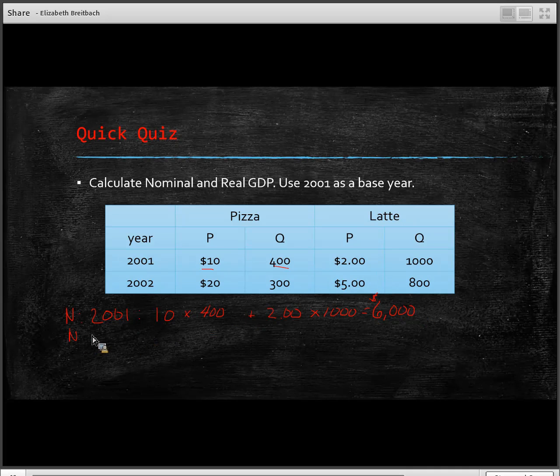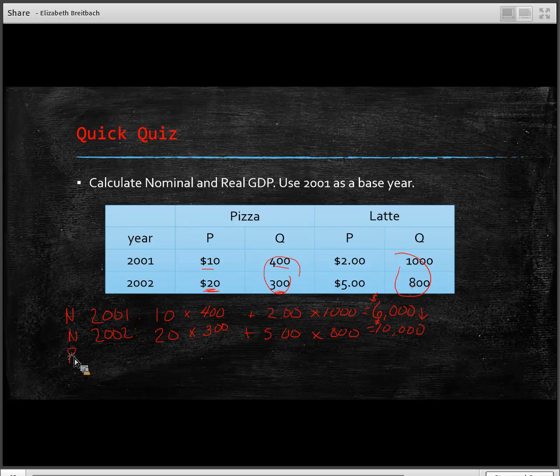All right, and then what about nominal GDP in 2002? Well, again, we're going to use our current prices and our current quantities. So $20 times 300 plus $5 times 800. When we calculate this, we see that we have GDP equal to 10,000. So even though our economy is producing less, with production down in both pizzas and lattes, our nominal GDP makes it look like our economy is improving. It makes it look like we're increasing production from 6,000 to 10,000. But we know that's not the case.